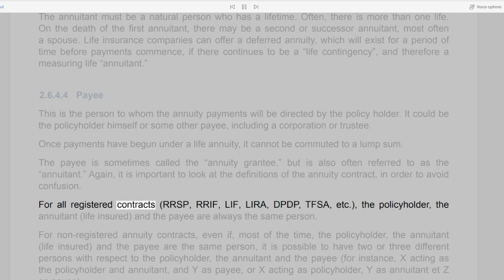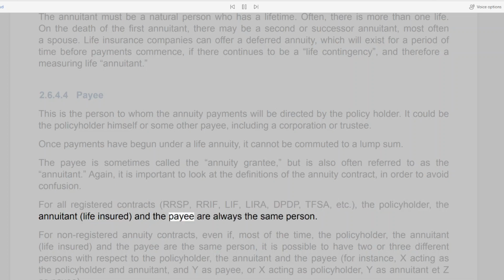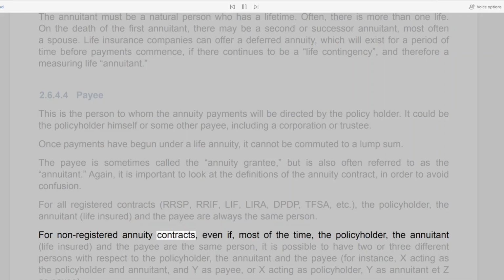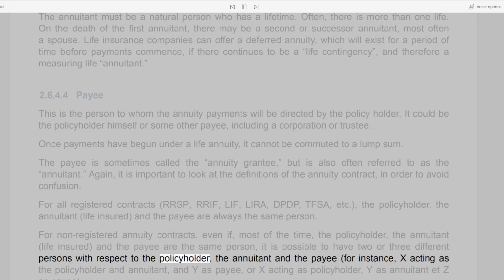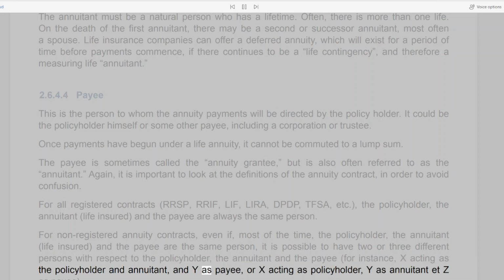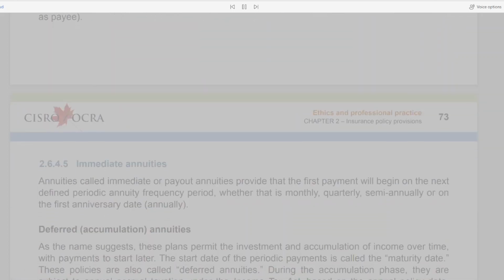For all registered contracts, RRSP, RRIF, LIF, LIRA, DPSP, TFSA, etc., the policyholder, the annuitant, life insured, and the payee are always the same person. For non-registered annuity contracts, even if, most of the time, the policyholder, the annuitant, life insured, and the payee are the same person, it is possible to have 2 or 3 different persons with respect to the policyholder, the annuitant and the payee, for instance, X acting as the policyholder and annuitant, and Y as payee, or X acting as policyholder, Y as annuitant, etc.